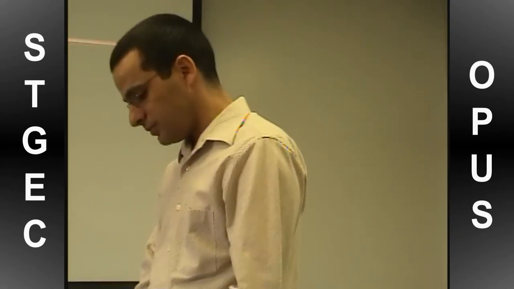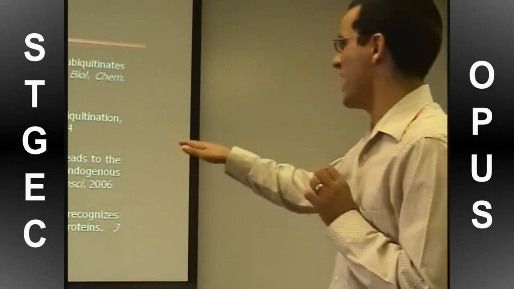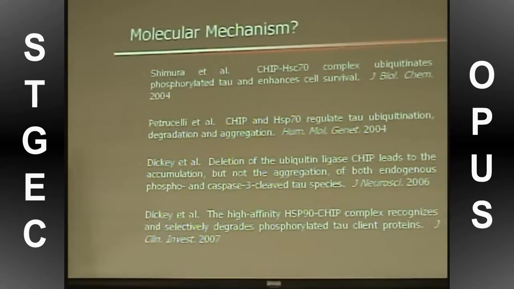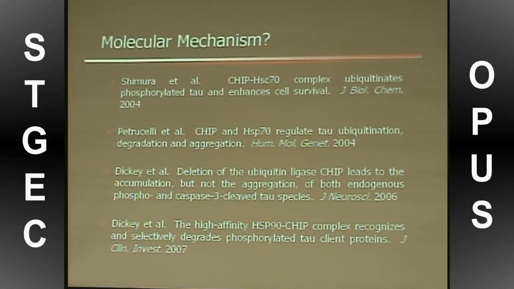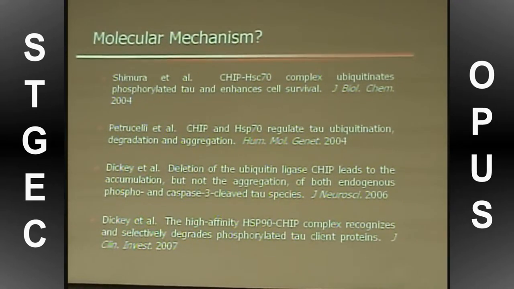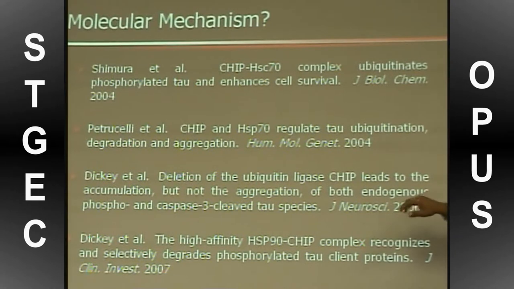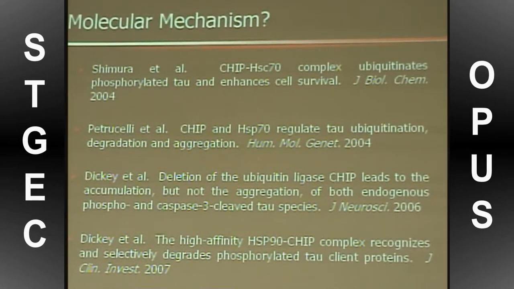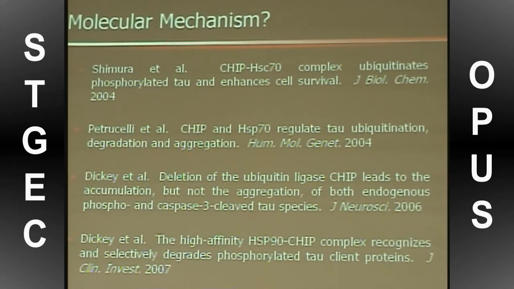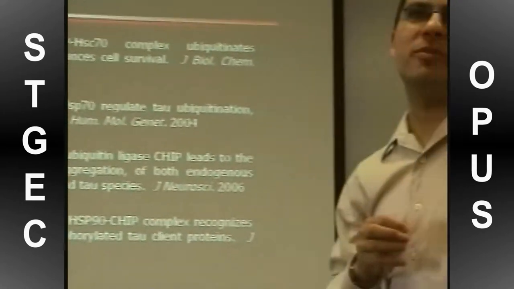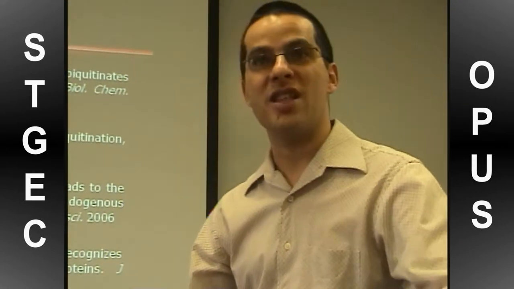There is evidence in the field that A-beta accumulation might alter the clearance pathway of the neuron, especially the ubiquitin proteasome system. In addition to that, other data from different groups show that CHIP functions as an E3 ligase for tau. Especially, I want to point to this reference, which shows that deletion of CHIP leads to the accumulation of endogenous tau. So CHIP seems necessary for normal tau turnover. We wanted to determine if maybe A-beta is altering CHIP function, and therefore tau cannot be degraded and accumulates.